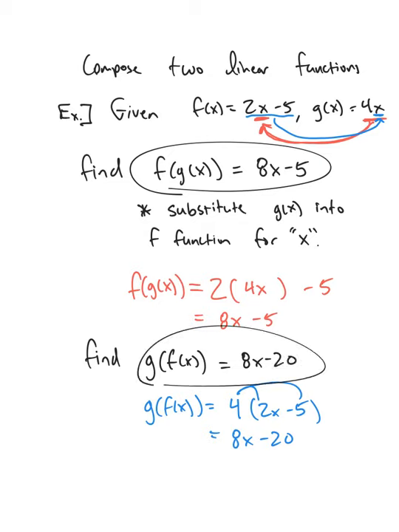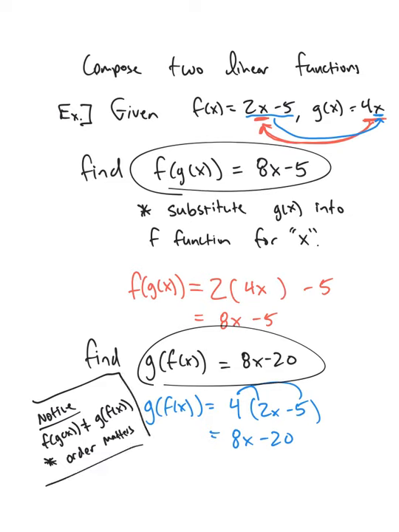Okay? So you can compose functions either direction, guys. Notice these aren't equal. Notice, f of g of x is not equal to g of f of x. How do we say it? So order matters. Order matters. Like when you're dividing or when you're subtracting, order matters when you're composing.